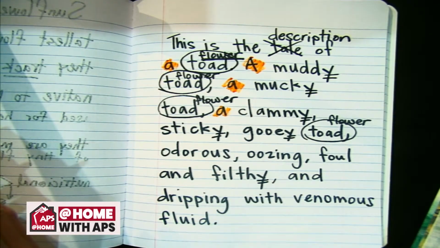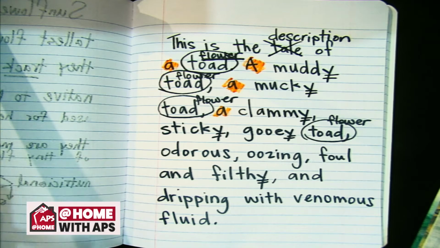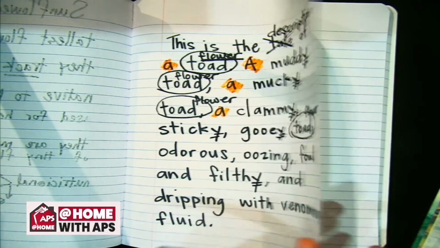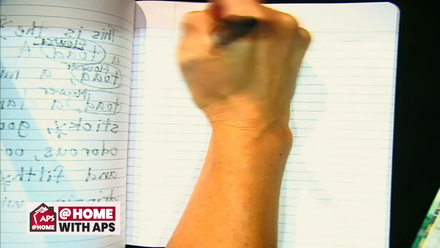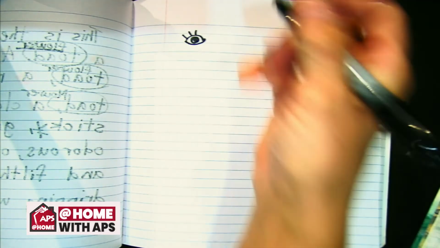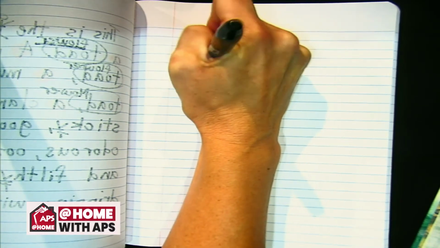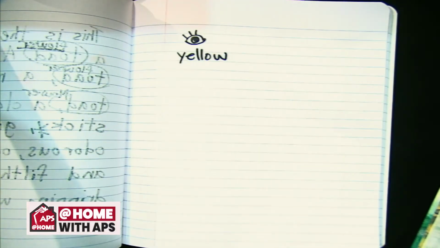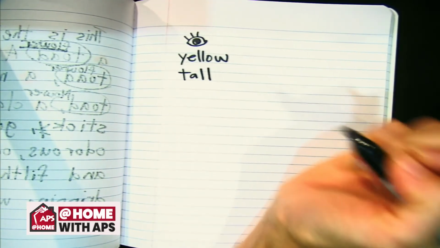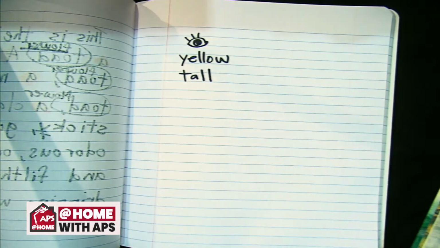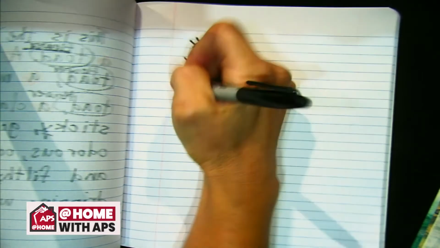So I want to think of words that I have to use my senses. When you see this, what is the first thing you think of? I'm going to draw an eyeball. Did you see yellow? I saw yellow. Tall. I see, now that I know, filled with thousands of smaller flowers.